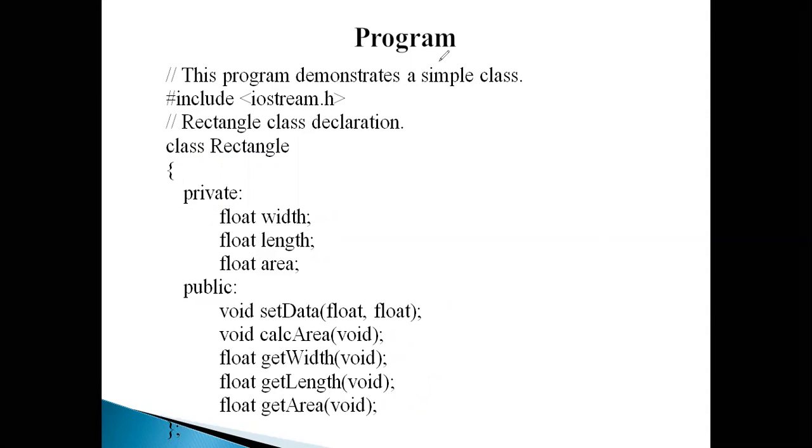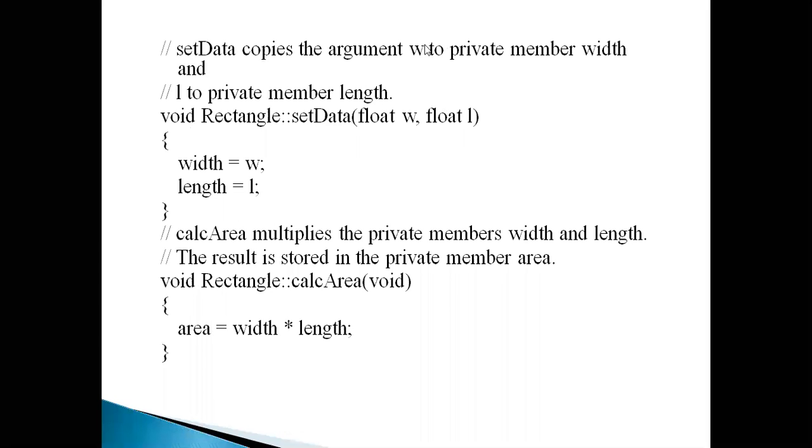Now after defining a class, I am going to define the member functions also. I am going to define the member functions outside of the class. When defining a member function outside of the class, first I have to specify the return type of the function. It is the set data function, return type is void, and that set data function is in the rectangle class. So I have to specify the class name rectangle, then the scope resolution operator, then the set data function with two parameters. Simply assign w value to width and l value to length, then close the function.